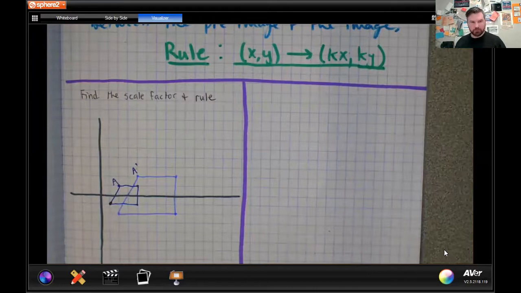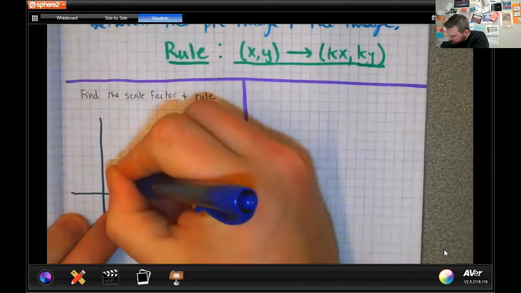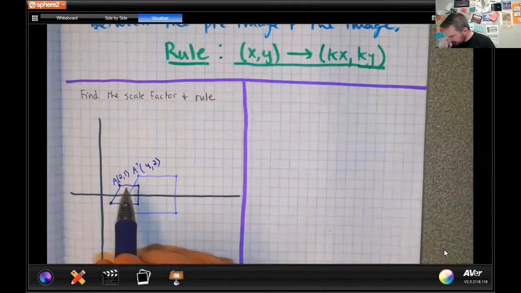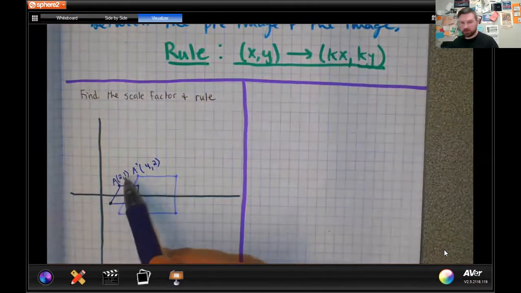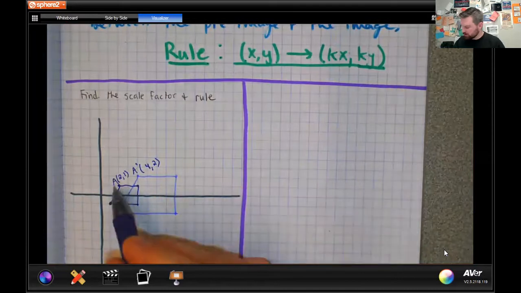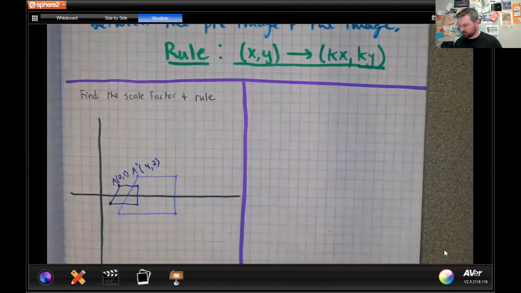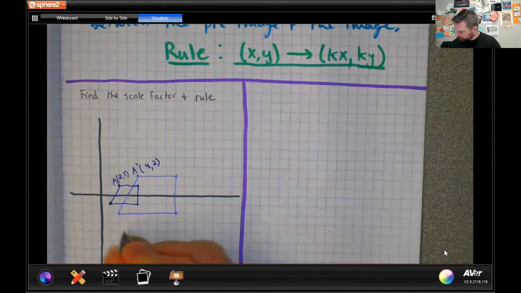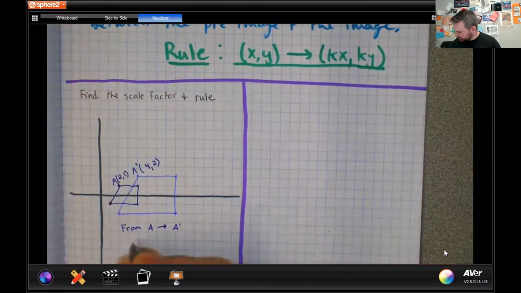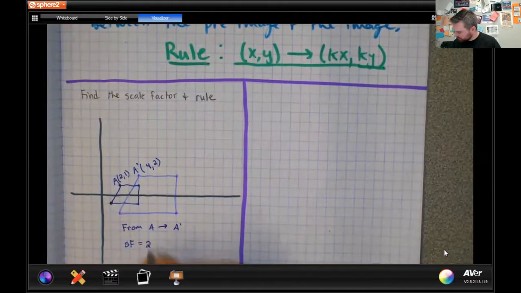So the first thing we can look at are the ordered pairs. This is 2, 1, and A prime is at 4, 2. You can see that I go from 2 to 4 and 1 to 2, and we know that we have to multiply by something to get those. So 2 times what is 4, and 1 times what is 2? That would be 2. So from A to A prime, the scale factor equals 2, and your rule would be x, y goes to 2x, 2y.